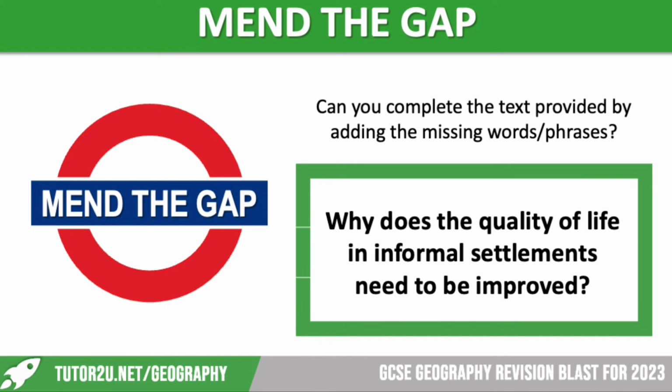So we have this question here: why does the quality of life in informal settlements need to be improved? What we need to do is complete the text provided by adding the missing words.